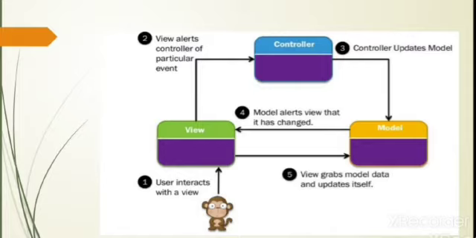This diagram describes the steps. In step 1, the client or user interacts with the view. In step 2, the view alerts the controller of a specific event. In step 3, the controller sends a database request to the model and updates the model. In step 4, the model alerts the view that it has to be changed. Next, in step 5, the view receives model data and updates itself according to the received data.